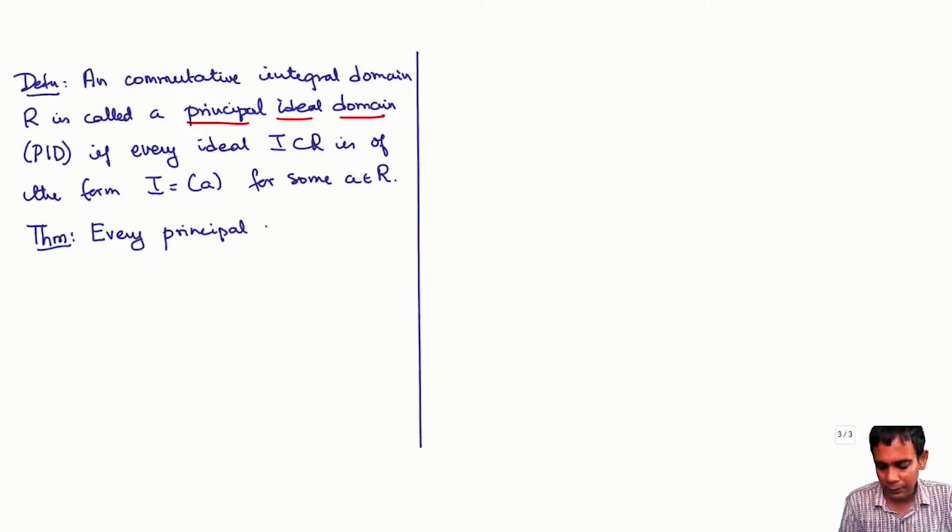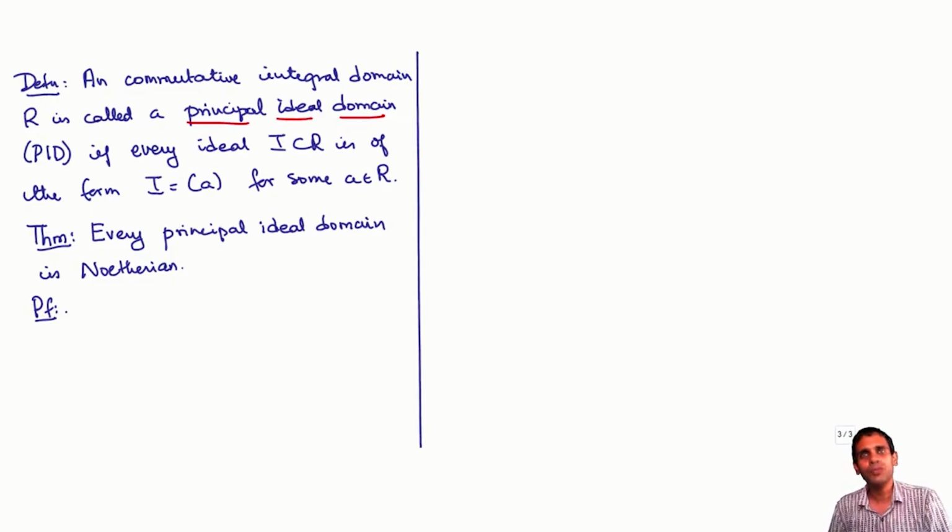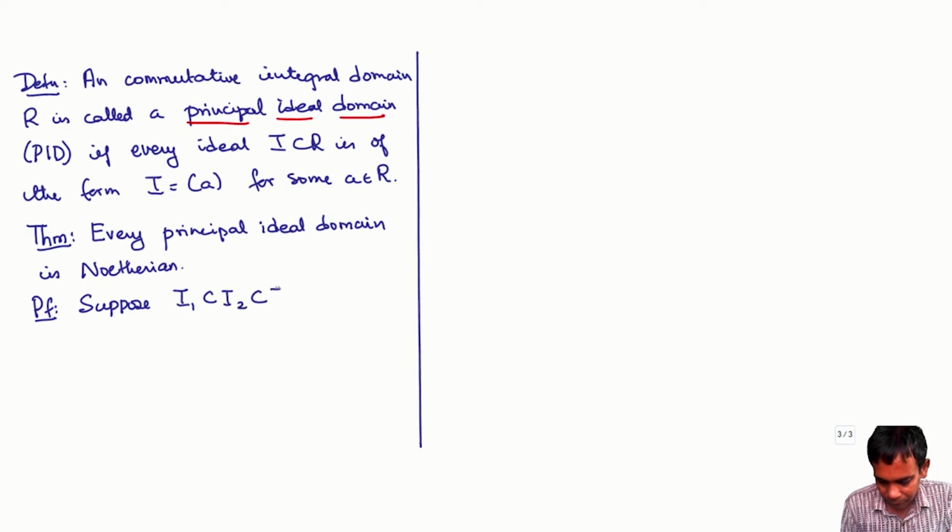Every principal ideal domain is Noetherian. The proof is very beautiful. It goes like this. Suppose you have a chain of ideals in R.